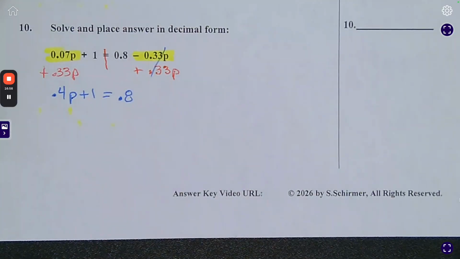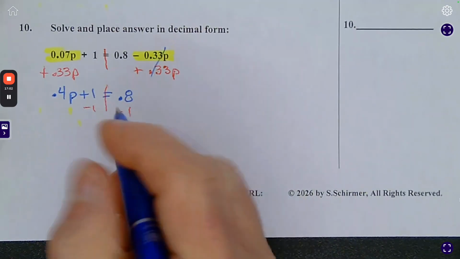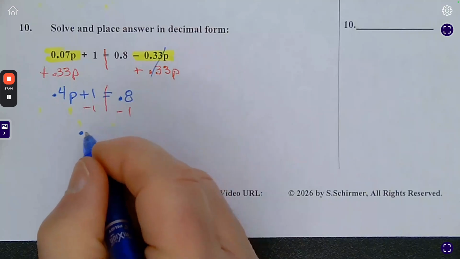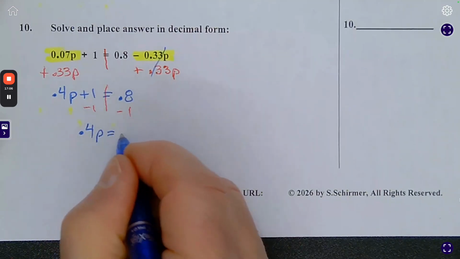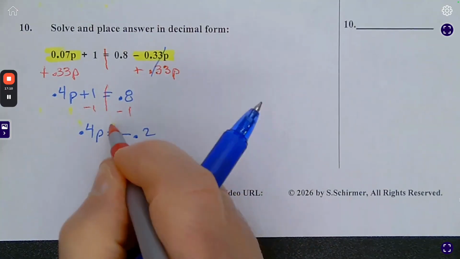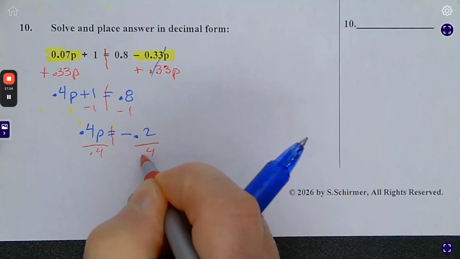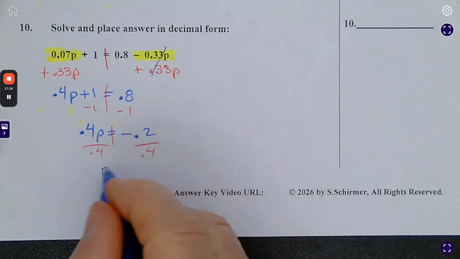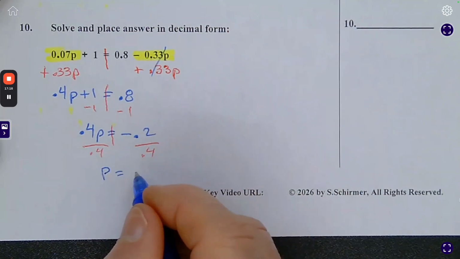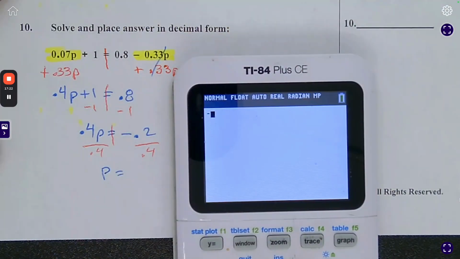Okay, now I'm going to inverse operation my plus 1 over. So minus 1. 0.4p equals negative 0.2 when you put that in your calculator. Inverse operation for multiplication is division. So p equals negative 0.2 divided by 0.4. So negative 0.2 divided by 0.4.